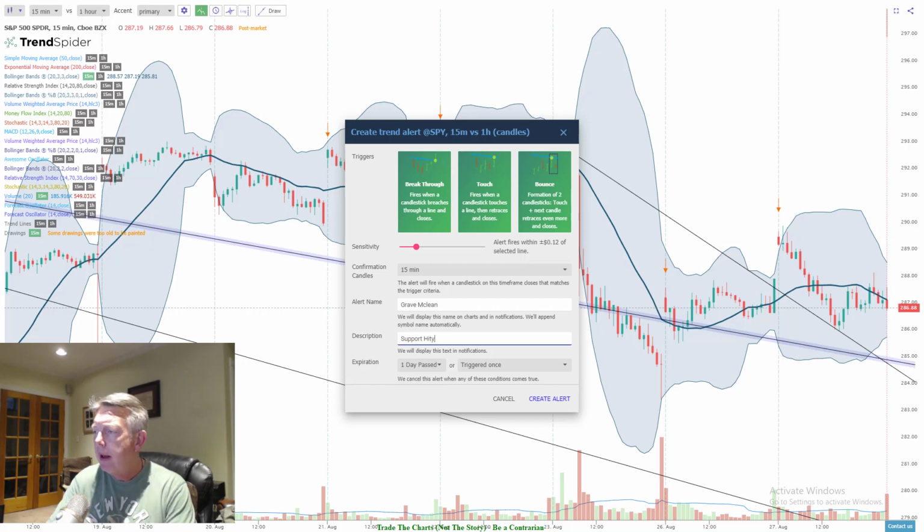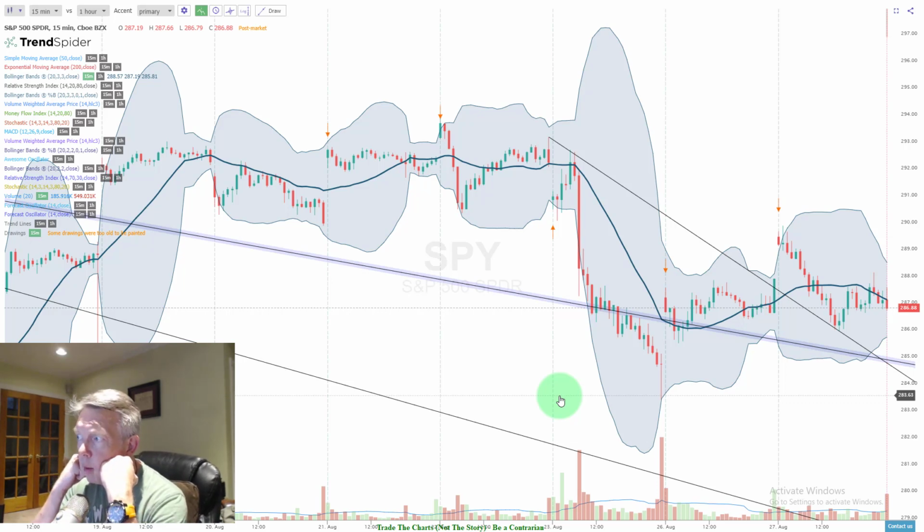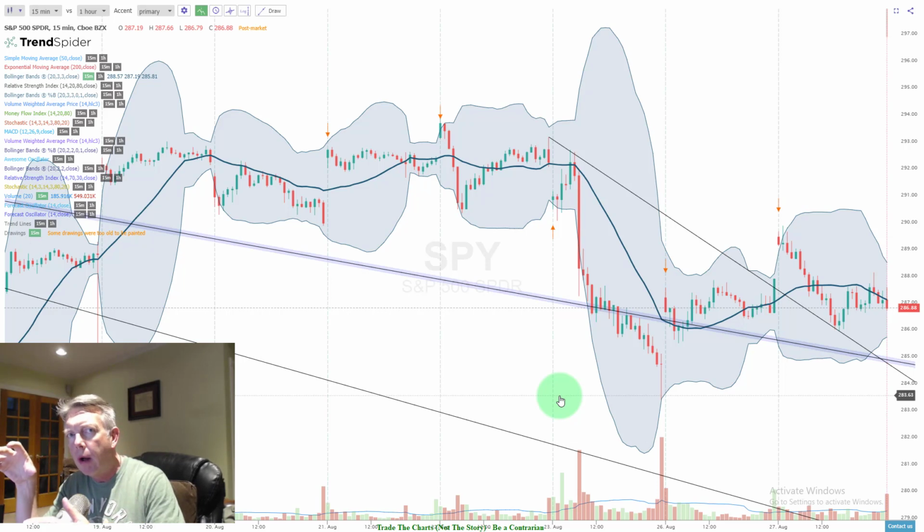Support, hit. I set it and forget it. I'm not going to think about that support level until my alert gets hit. I'm not going to sit here going, will it hit it now? Will it hit it now? That's what they want you to do. They want you to agonize over the chart. You need to use technology. They're using it. Traders in the big Wall Street houses are certainly using it. You need to use it as well.